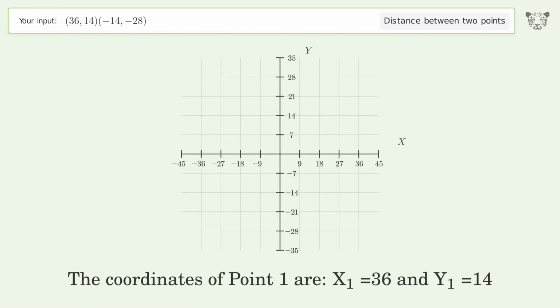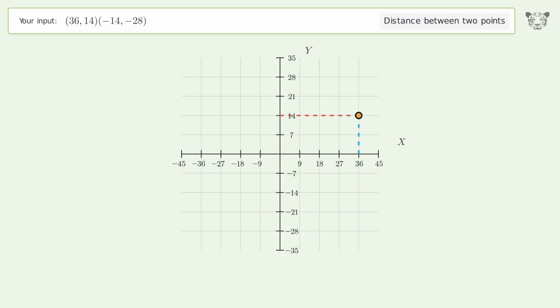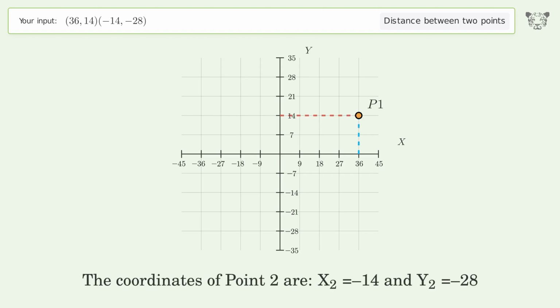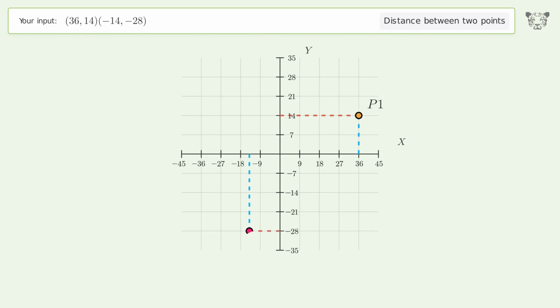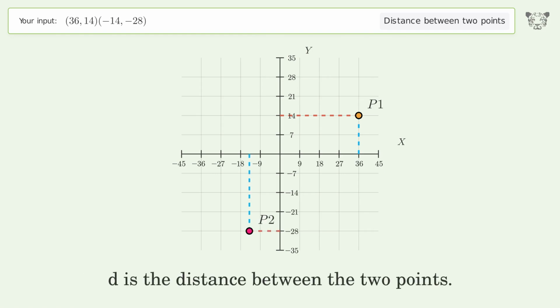The coordinates of point 1 are x1 equals 36 and y1 equals 14. The coordinates of point 2 are x2 equals negative 14 and y2 equals negative 28. D is the distance between the 2 points.